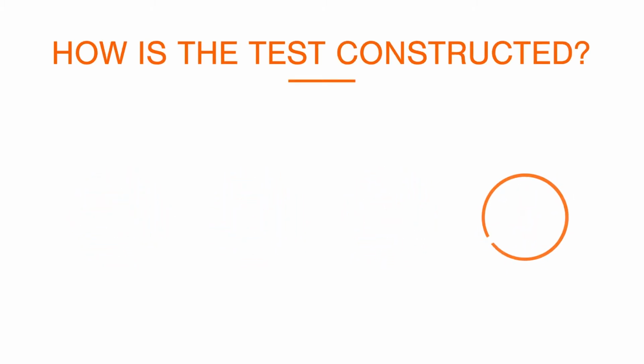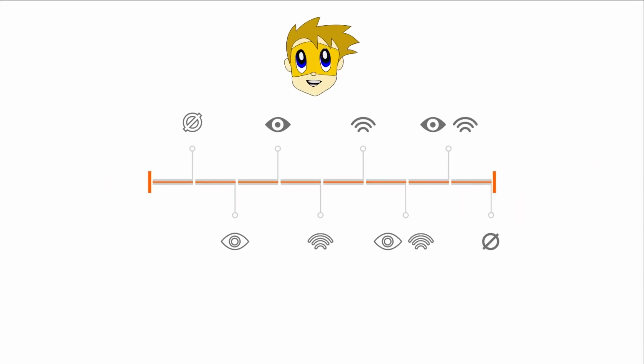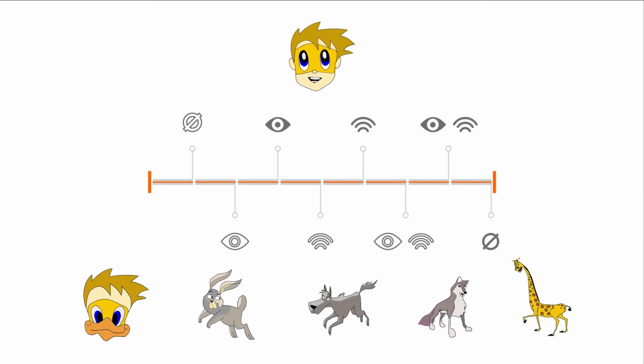How is the test constructed? Let's start with a general overview. The test is divided into 8 consecutive levels. The levels differ from each other in the type of their distractors. All levels contain target and non-target elements appearing in the same pattern in the center of the screen.